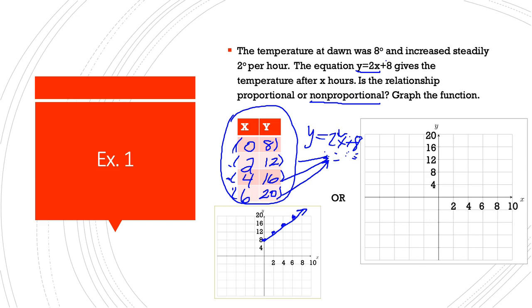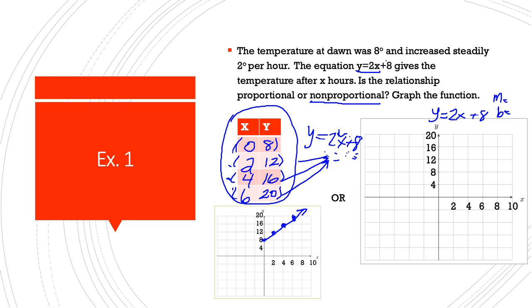Okay, and you can see from the graph that no, it does not go through the origin, which is what we said to begin with, and it is not proportional then if it doesn't go through the origin. Okay, I put this other graph here just so that we can refresh our memories on graphing an equation in y equals mx plus b form. Okay, so we have y equals 2x plus 8. What's our m and what's our b?